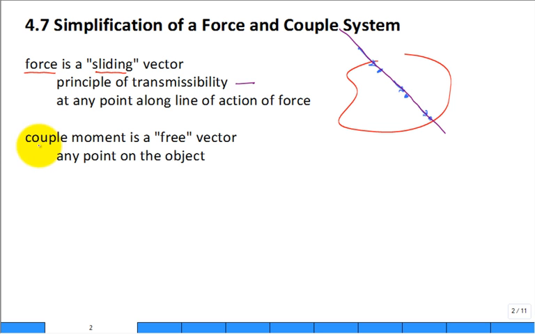Okay, same with the couple moment. They are not sliding vectors, but free vectors. It's as if it could be applied at any point, that twisting, rotating action, making it want to rotate. The force by itself makes it want to translate.